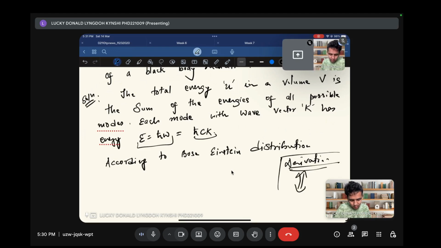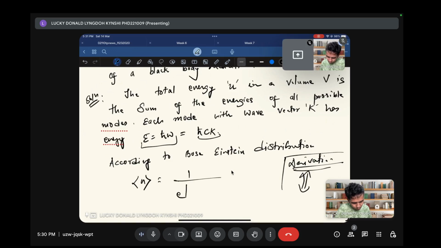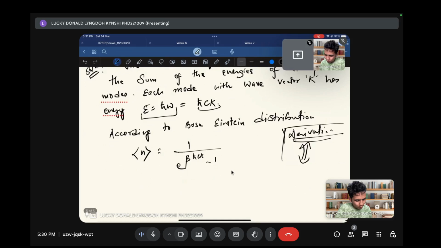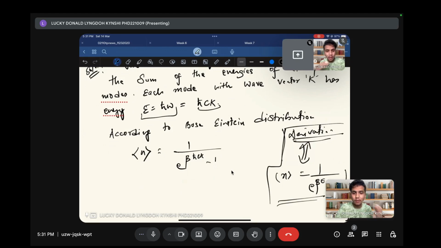But I will just write the formula. n is equal to 1 divided by e to the power beta h cross c k minus 1. Or if you look at the derivation, it is given as n equal to 1 divided by e to the power of beta E minus 1. That is the average number of particles in a particular state having energy E.